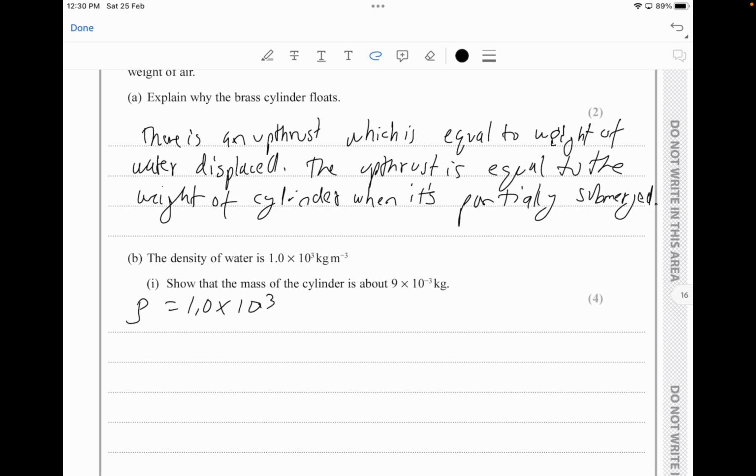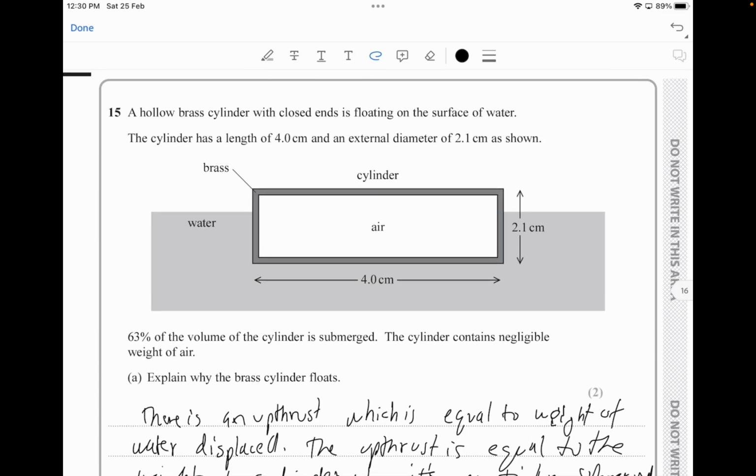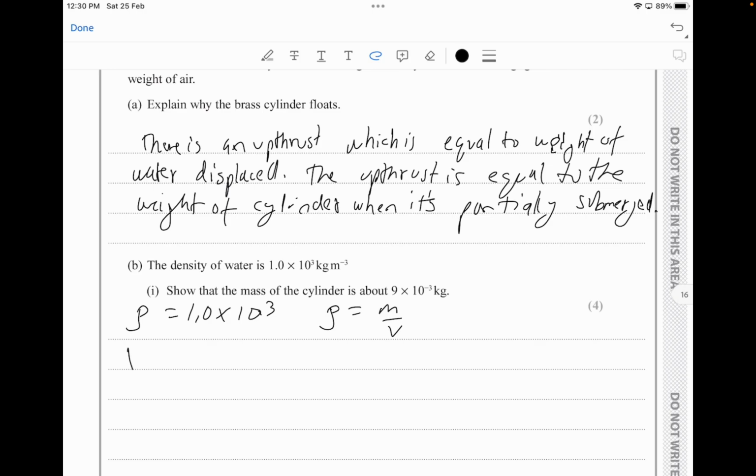So we know that the density formula is the density is equivalent to the mass divided by the volume. I'm just looking for the formula in the formula sheet. Yeah, the density is going to become equivalent to the mass divided by the volume. We know the mass of the cylinder, and we can indirectly find out the volume. The cylinder has a length of about 4.0 and an external diameter, so the volume of the cylinder is going to be pi r squared times L.